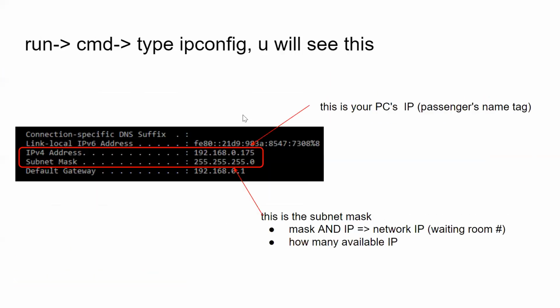Subnet mask, basically, if you use the AND function and you take your IPv4 address and AND it with the subnet mask, you will get your network IP, which again is the waiting room IP, or the name of the waiting room, like A1 or B3. This waiting room IP also determines the amount of available IPs you have, and we will go over that later.